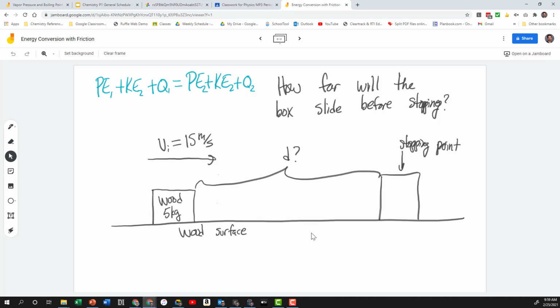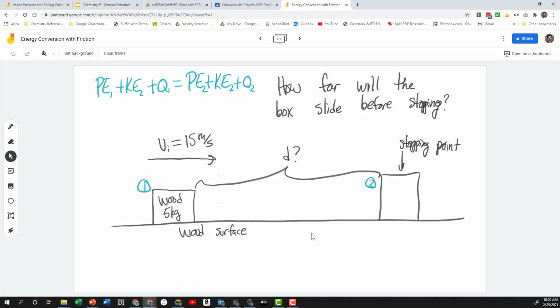What is the potential energies at each point here? Does the potential energy change at all from one spot to the next? It doesn't really at all, right? There's no vertical change between the first position and the second position. I can label these two as position 1 and position 2.